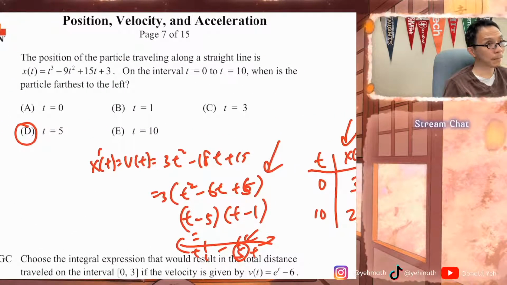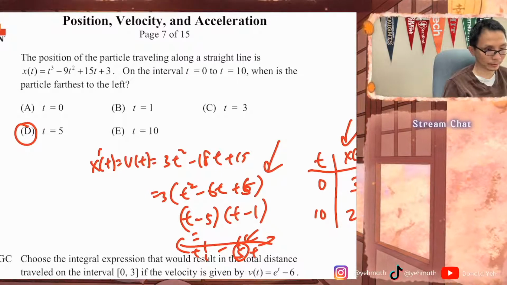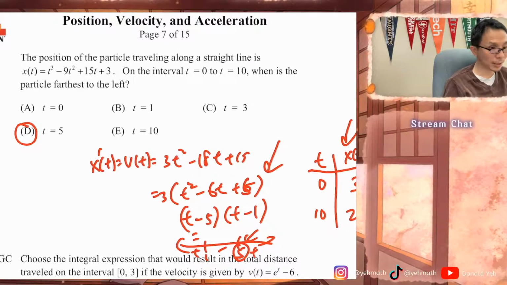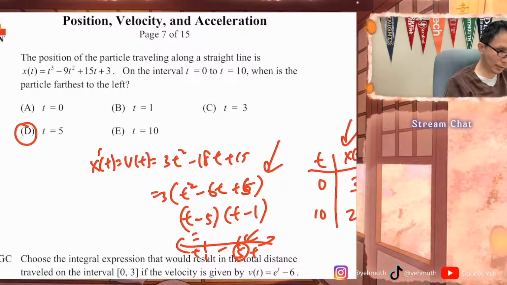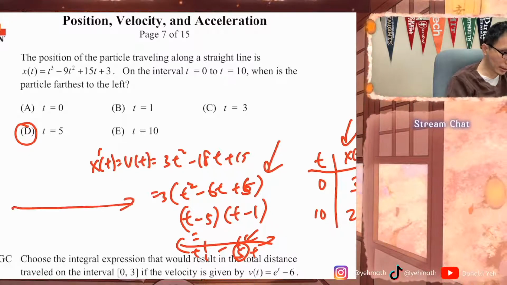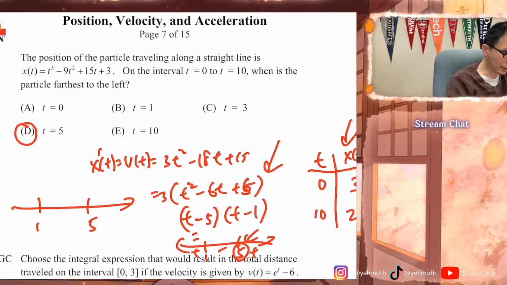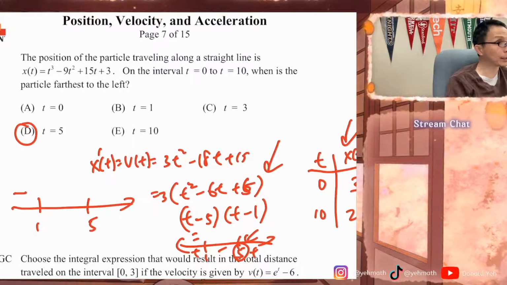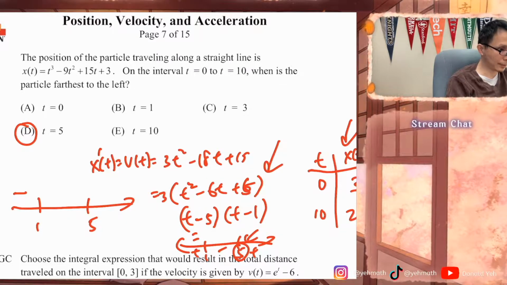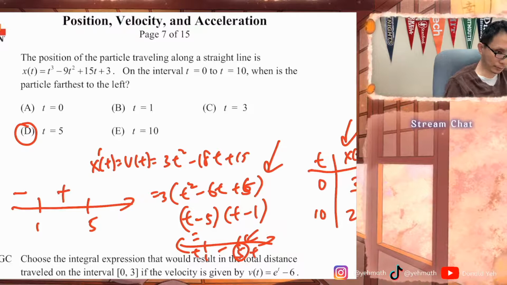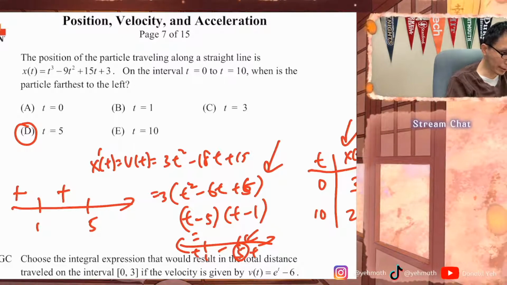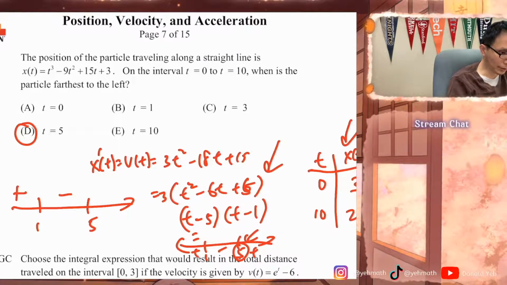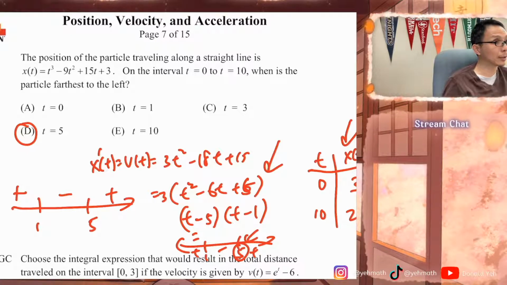Why do we find velocity for that? Because we want to find out velocity. In this case, this is a 1, this is a 5. The object is traveling left, then traveling right, and this traveling left and this traveling right.